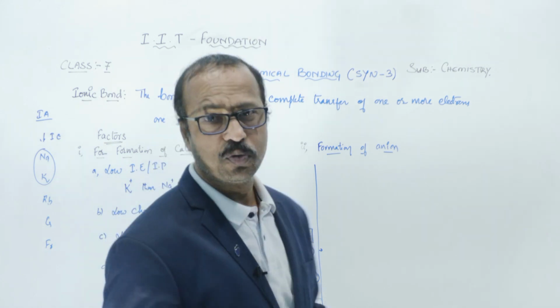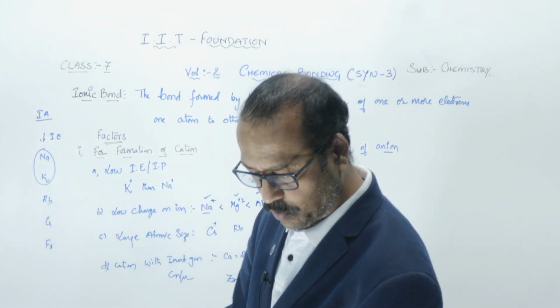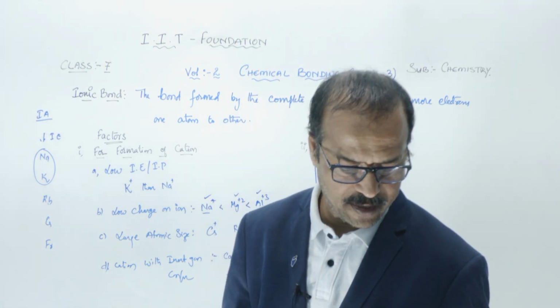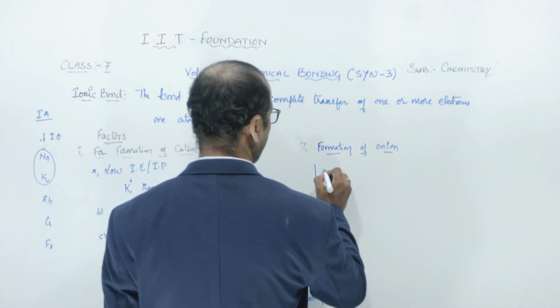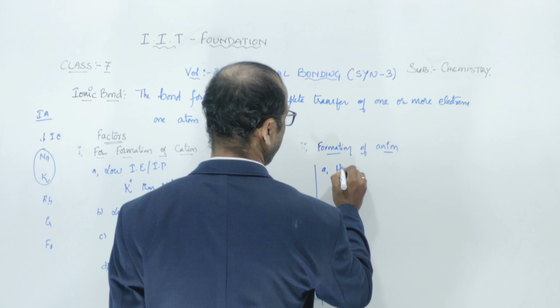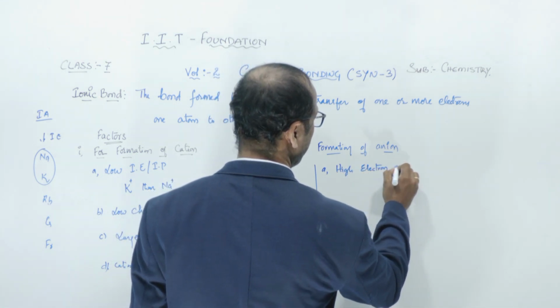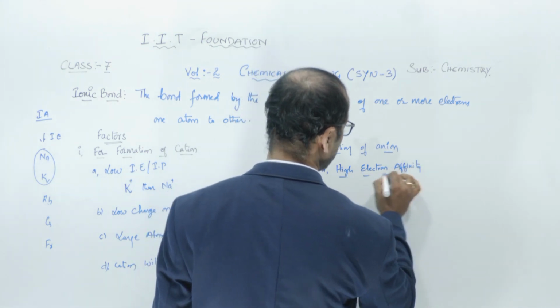So here anion means what? Gaining of electron. So what should be the factors? A few factors are different. For example, the first one is high electron affinity. Electron affinity we also discussed in the periodic properties, students, you can check.